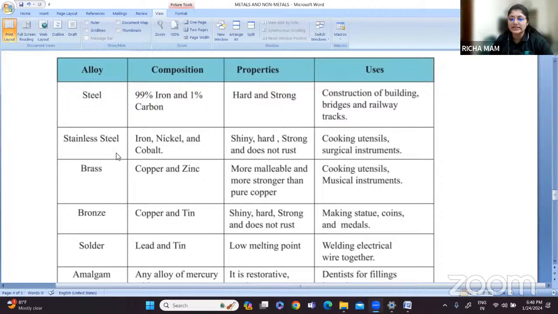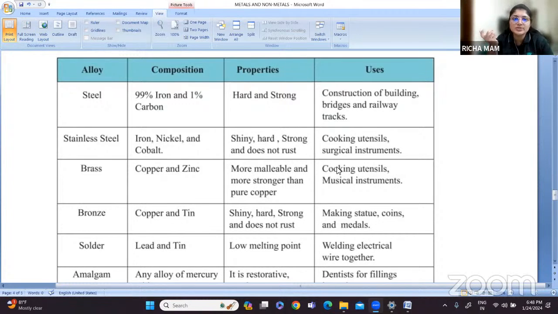Then next is stainless steel. What is stainless steel? The composition is iron, nickel, and cobalt. What are the properties? It has a shine, it is very hard, strong, and does not rust. Where do we use stainless steel? We use it in cooking utensils, and for surgical instruments. Whenever surgery is going on, for example, the dentist uses different dental equipment for surgical purposes, and these are all made of stainless steel.